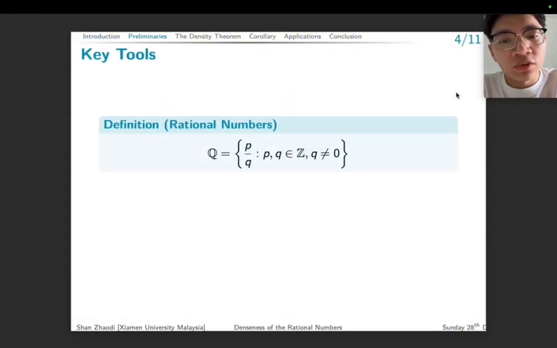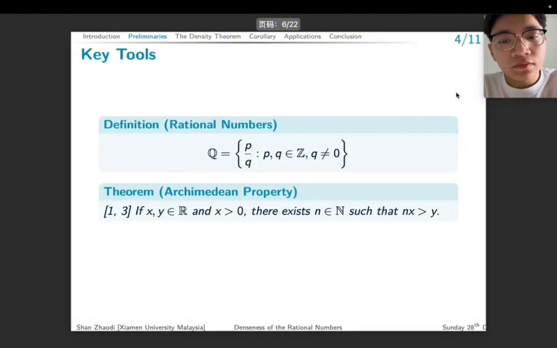To prove this rigorous theorem, we need the tools. First, the definition of rational numbers. They are simply numbers that can be written as a ratio p over q, where p and q are integers, and q isn't 0. The second tool is our magnifying glass, the Archimedean property. The theorem states if x and y are real numbers and x is greater than 0, there exists a positive integer n such that nx is greater than y.